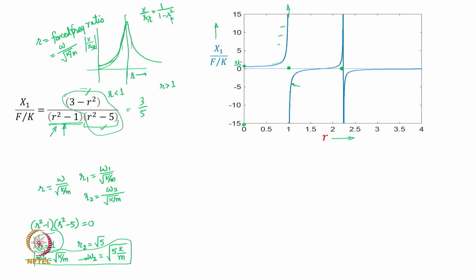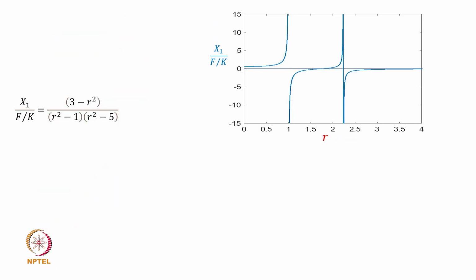And something interesting happens as you keep increasing somewhere here. What happens? Somewhere here, the response of the compressor is 0. And what is that point? At r equal to square root of 3. This is the location, 1.7 or so, where your response is 0. The compressor does not have any vibratory response, its response is 0.